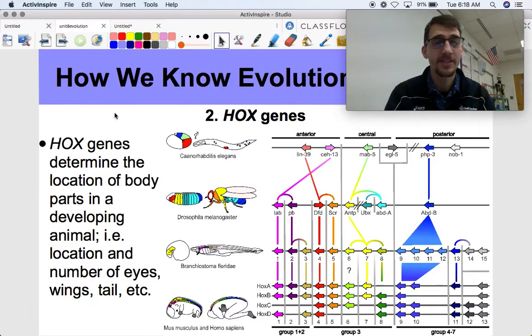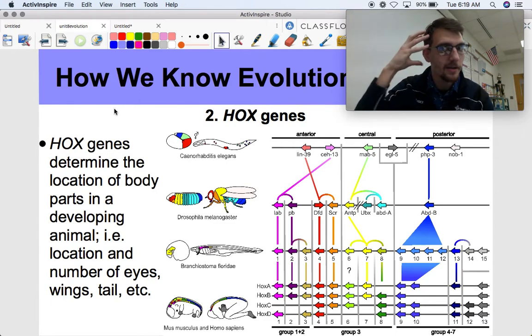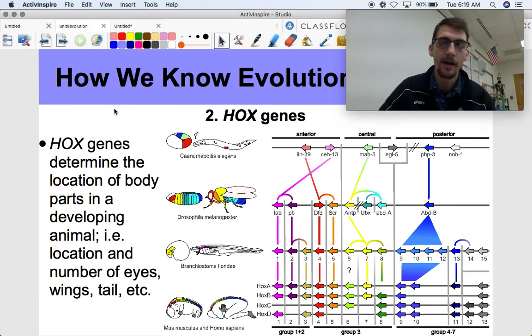The second one is Hox genes. Hox genes determine the location of body parts in a developing animal, i.e. the location and the number of eyes, the wings, the tail. And something that's crazy about Hox genes is that they are similar among all vertebrates and all animals, really. All animals have the same kind of body plan, and it's all due to these Hox genes. They all have the same or relatively same Hox genes. They tell your eyes to go at the front of your head, and they tell your head to go first, then your abdomen, then what would that be? Oh no, your thorax, then your abdomen, right?